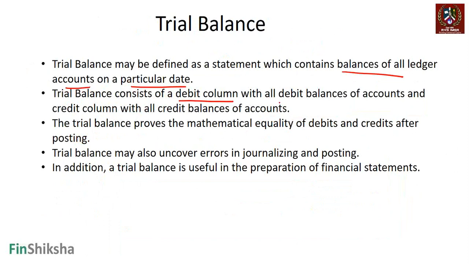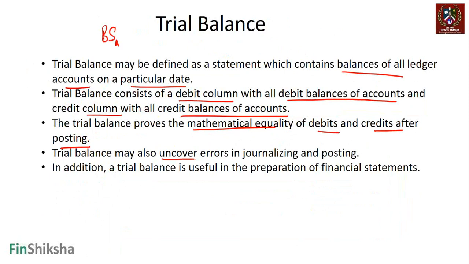Now it consists of a debit column with all the debit balances of accounts and a credit column with all the credit balances of accounts. So you'll add all the balances and put it there in the trial balance. The trial balance proves the mathematical equality of debits and credits after posting. What this basically means is that after every transaction on any given date, the balance sheet needs to remain balanced. If the balance sheet starts in position A, then whatever you do after this is going to have an equal amount of debits and credits. The mathematical equality cannot go wrong anywhere, right?